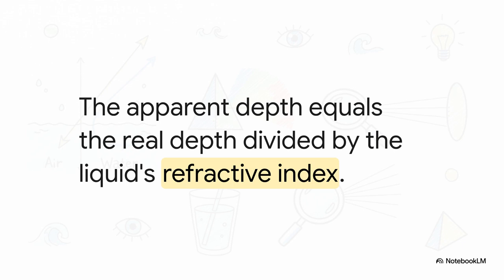So if that liquid happens to be water, which has a refractive index of roughly 4/3, you simply take the real depth of 20, divide it by 4/3, and boom! The math proves that the virtual image is lifted perfectly to 15 centimeters. And by the way, that 5 centimeter difference between the real and apparent depth, that's known as the normal shift.